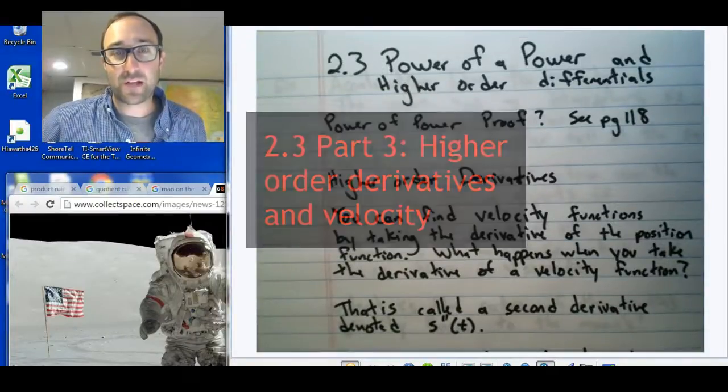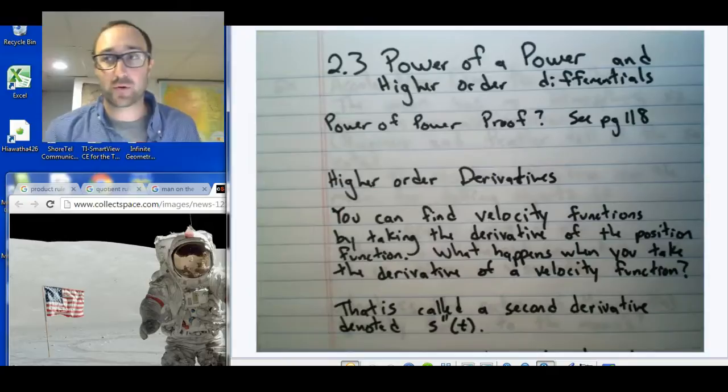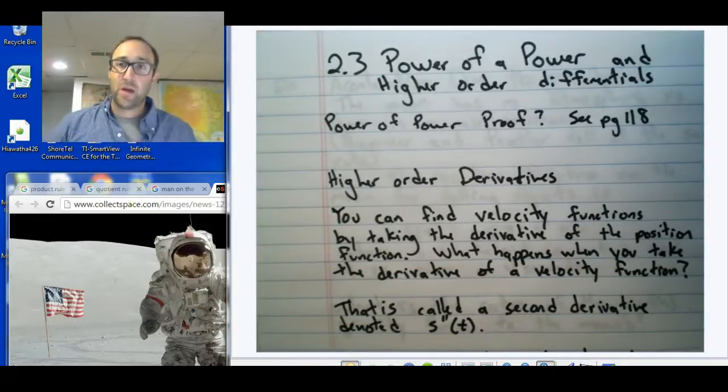Hey everyone, welcome to the last part of 2.3. This is higher order derivatives and actually a word problem.